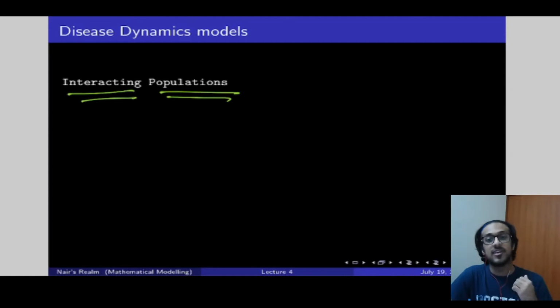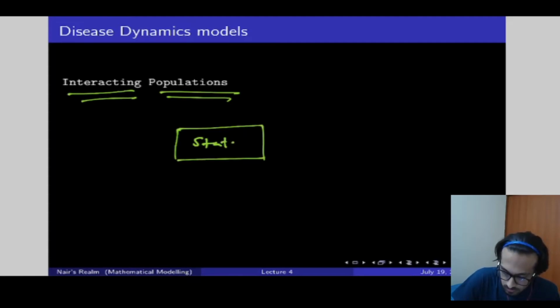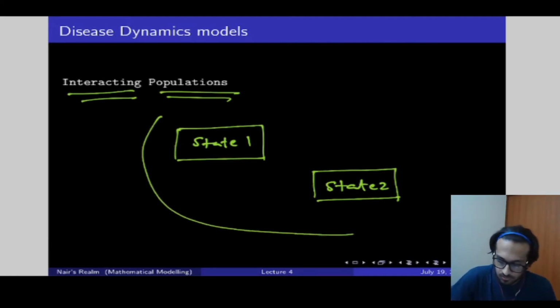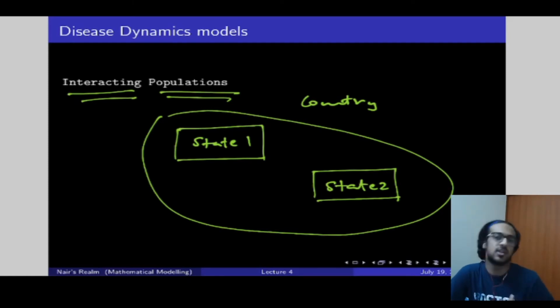In the previous video, I spoke about something called compartments. To give you a rough idea, let's think about a country which has two states, right? State 1 and state 2. Now, this is a country, and there are only two states, state 1 and state 2. There are some jobs in state 1, and there are some jobs in state 2.